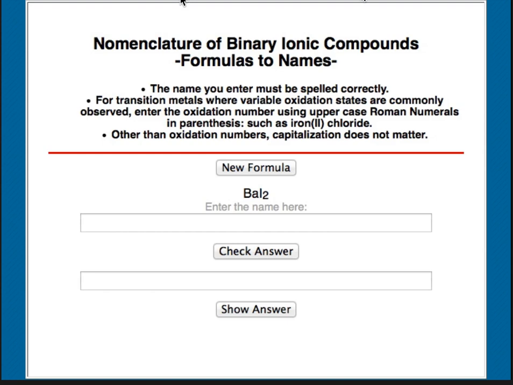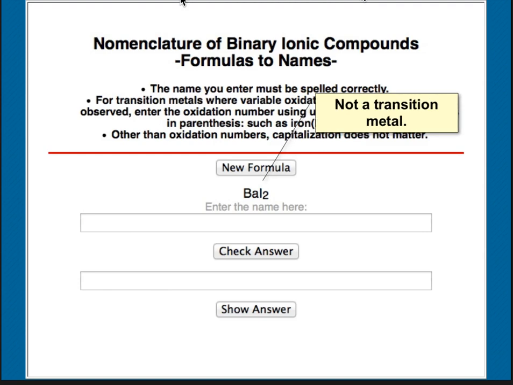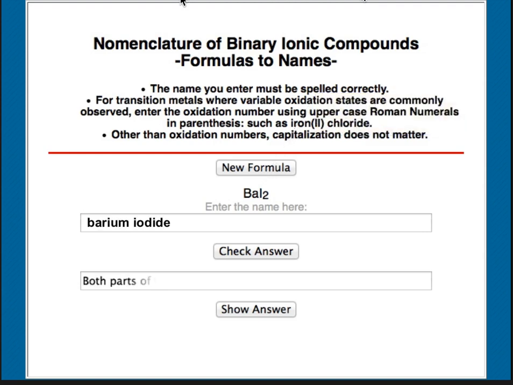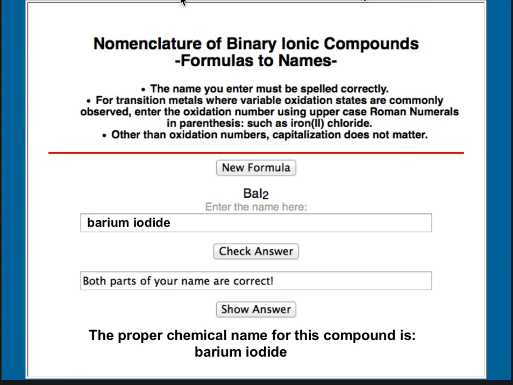This is barium, isn't it? So our first word is just going to be barium. This is iodine. The anion is therefore iodide. And you type in barium iodide. I forgot to point out this is not a transition metal, right here in group 2, so you don't have to worry about the charge.